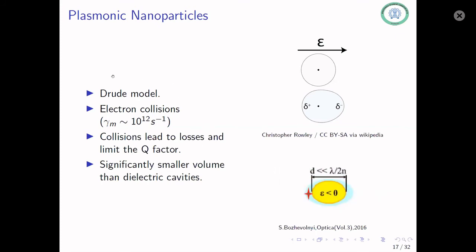So we are going to analyze using the Drude model, which basically says that electrons don't interact with any other particles within this nanoparticle except by colliding. So the collision rate is of the order of 10^12 per second for most metals, and this will lead to losses, and you'll limit the Q factor, but your advantage is that your volume can be significantly smaller.